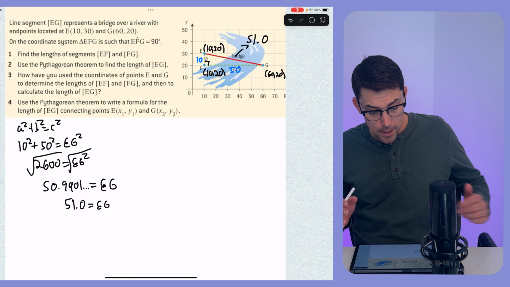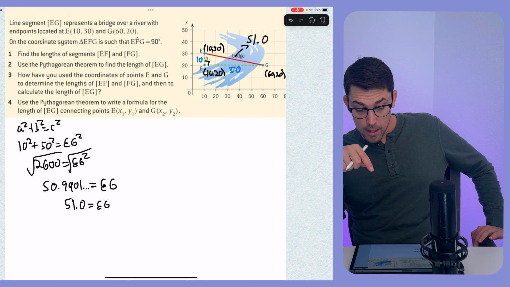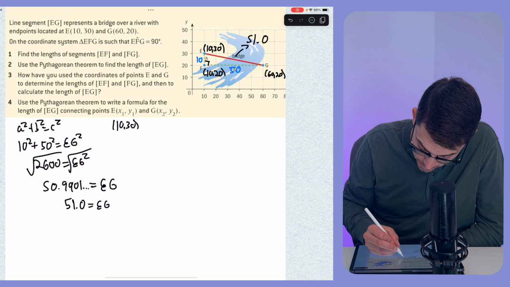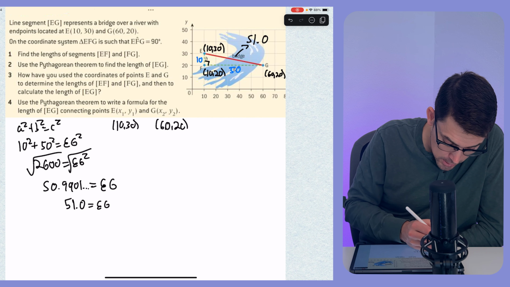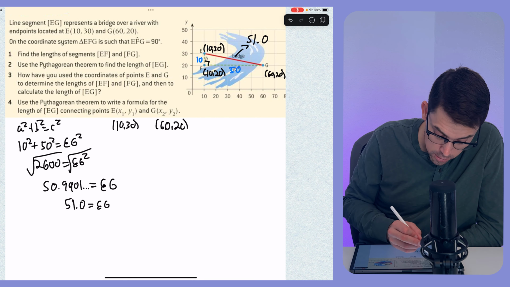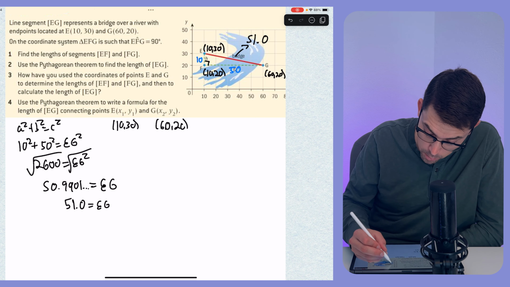Okay, so now that I've established what EG is, it's asking me to use the Pythagorean theorem to write a formula for the length of EG, the hypotenuse there, connecting the points E, which I called x1 and y1, and G, x2 and y2. So again, remember that E had a coordinate of (10, 30) and G had a coordinate of (60, 20). What I really did was take the distance in between them to find the length, and then I took the root of that. What's important to realize is that in order to find 10, I subtracted 30 from 20.